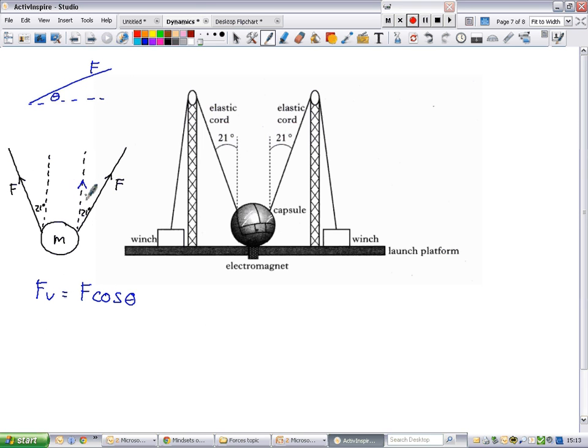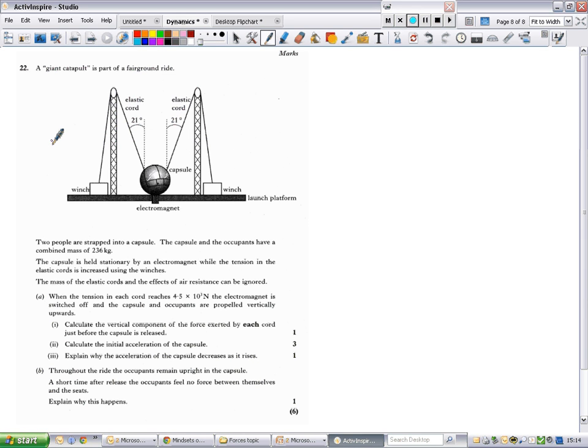So you've got a force acting there, but you've also got a force acting here. So your total force in the upwards direction, if that's what you're looking for, which you will be in a minute, is going to be 2 times FV. So it's going to be 2 times this to give you your force in the vertical direction now. So that's what you go on to do in the first part there.